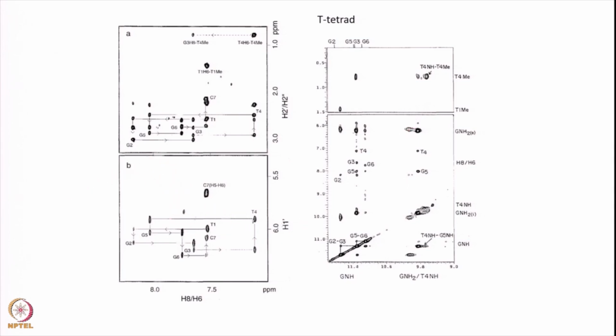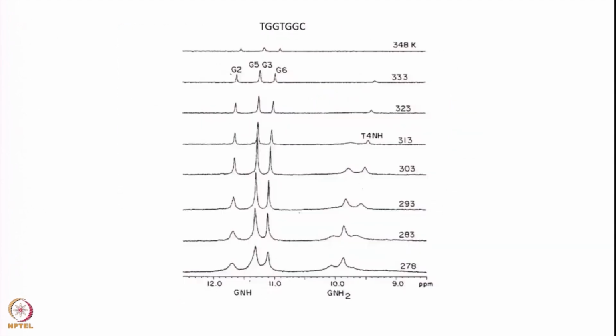With regard to the analysis, this is typically the standard analysis of the base to the 1' region, then the base to the 2' and 2'' area, base to the methyl area, and this one is the amino protons. The amino protons to the imino protons, the various NOEs, imino protons to the various Gs there, and then imino protons to the T4NH. Okay, now this actually clinched the issue that there can be a T tetrad as well. The T tetrad is also formed, and that is shown in this particular way.